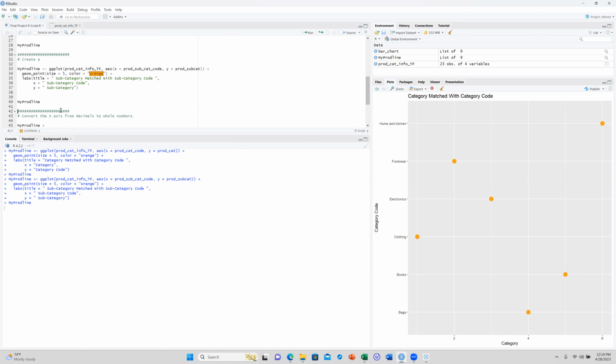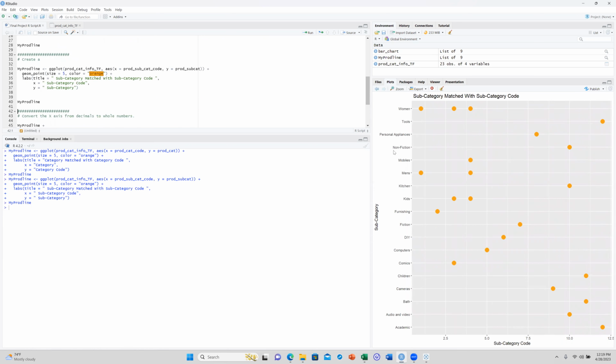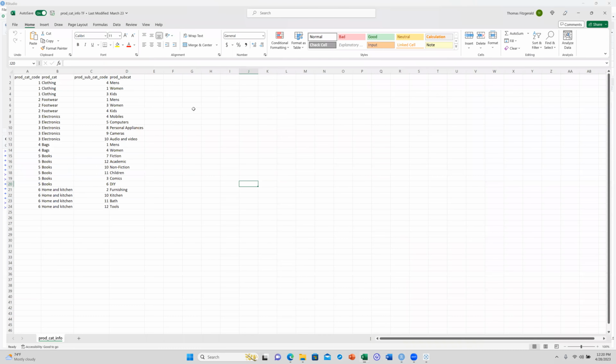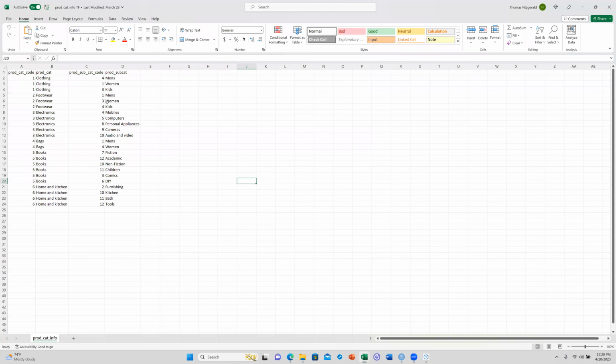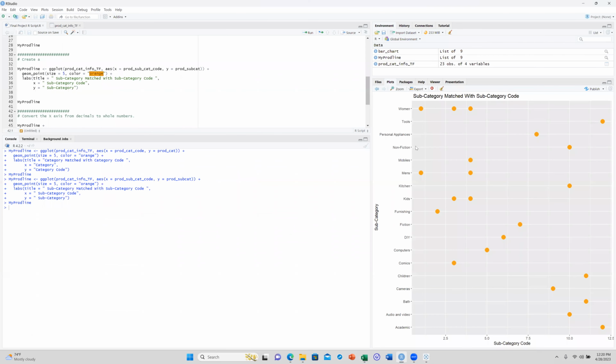And then over here, I did the exact same thing with subcategory code. If we look at the spreadsheet, you can see that the subcategory codes do repeat more than once, as opposed to being specific to a product subcategory. For instance, both women and men have a product subcategory code of 1. And we also see that right in here, men, women.